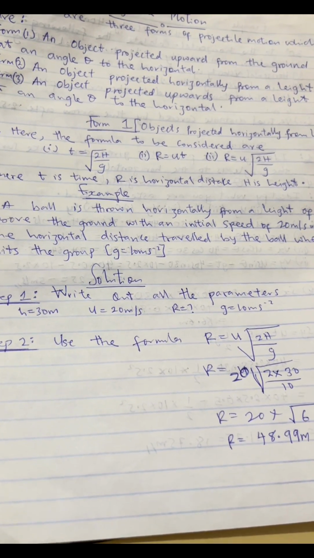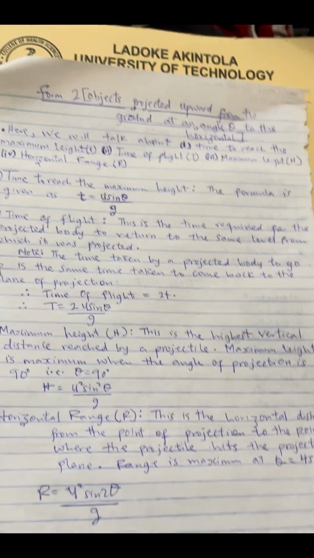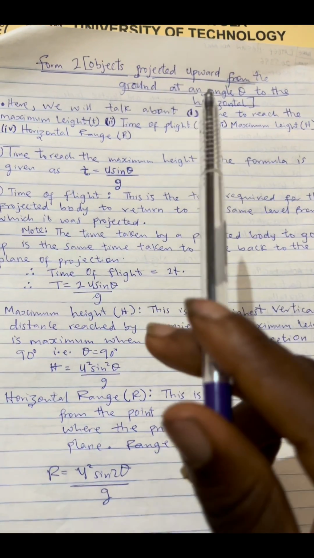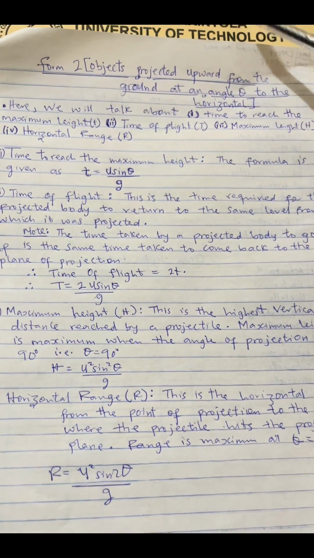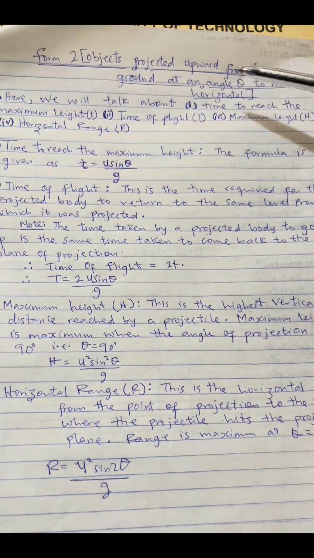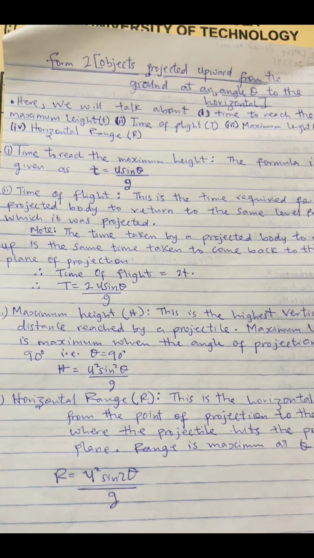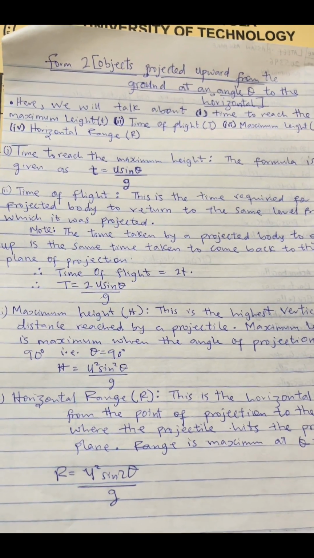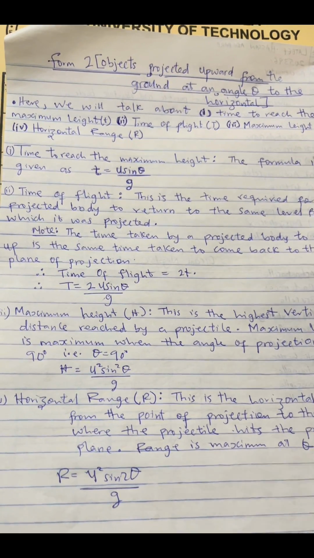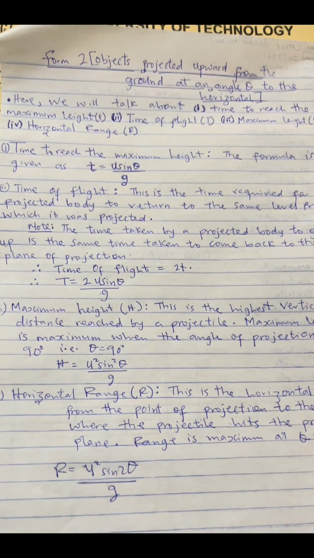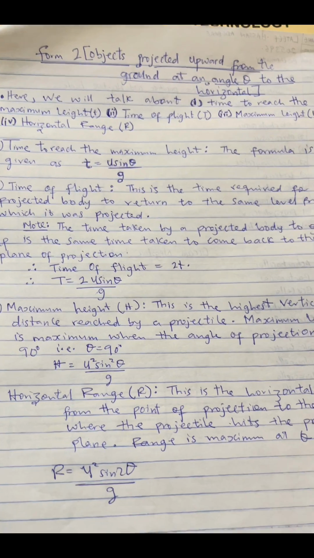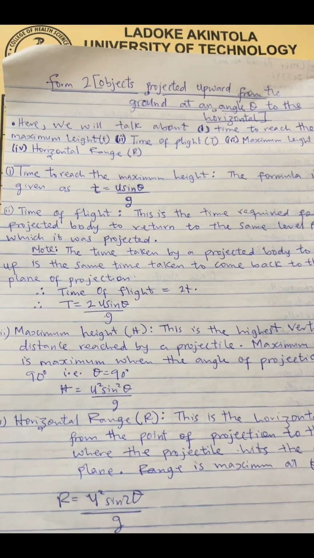Then let's talk about the next form of a projectile body. The next form of a projectile body we are going to be talking about is an object projected upward from the ground at an angle theta to the horizontal. What we mean by that is that we have an object on the ground. For example, if we have a ball on the floor, we just kick the ball into the air. Do you get that? That's an example of this particular aspect.